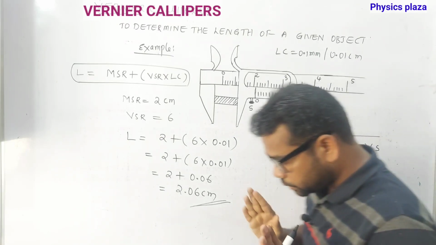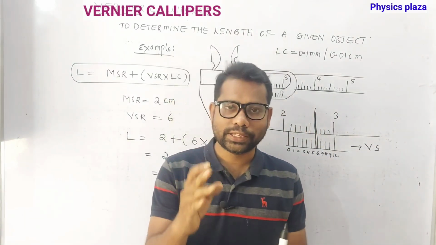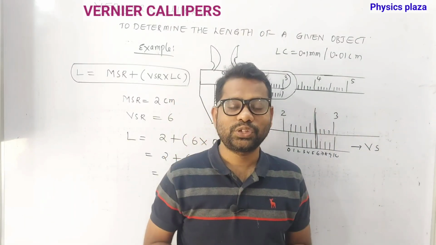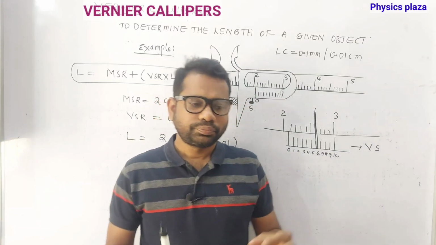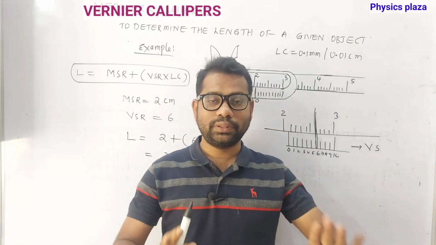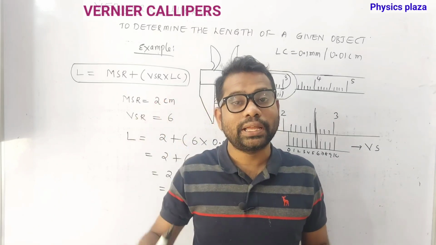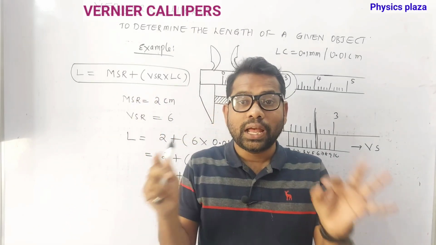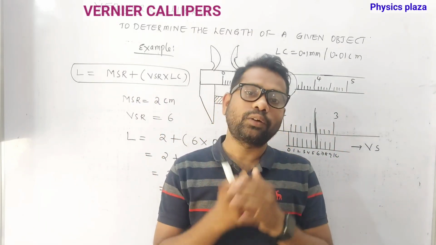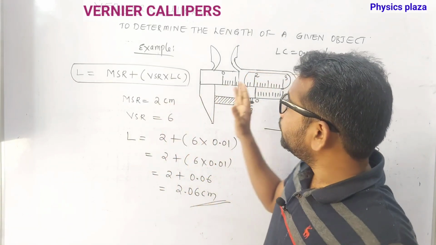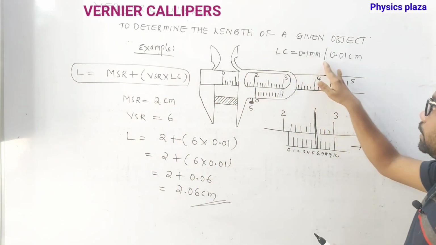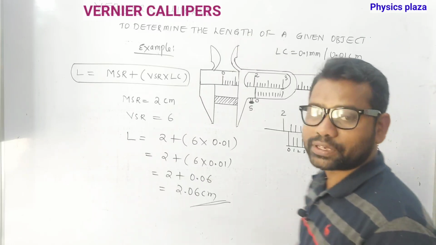So this is what actually Vernier calipers are and how to determine the length of a given object. Children, from the examination point of view, they will ask you what the least count is. Children, what is the least count? The smallest measurement that can be taken by any device accurately is called the least count. So the least count of Vernier calipers is 0.1 millimeter or 0.01 centimeter.